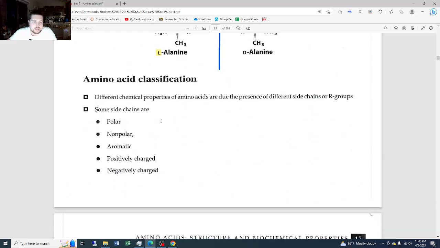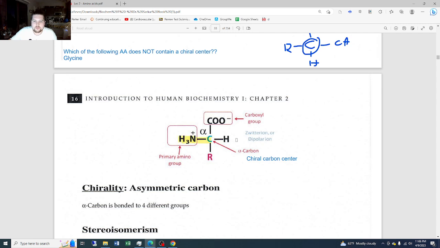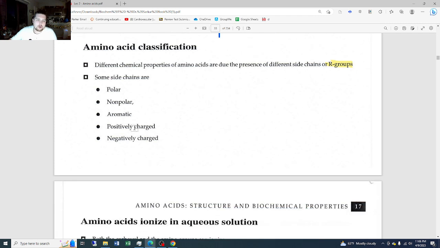Okay, amino acid classification. Different chemical properties of amino acids are due to the presence of different side chains, or those R groups. So if we look at the structure, all of this up here is the same for every single one of our amino acids. What makes them different and unique and gives them their properties is that R group. Okay? Some of the side chains are polar, nonpolar, aromatic, positively charged, and negatively charged. And we'll look through all of these.